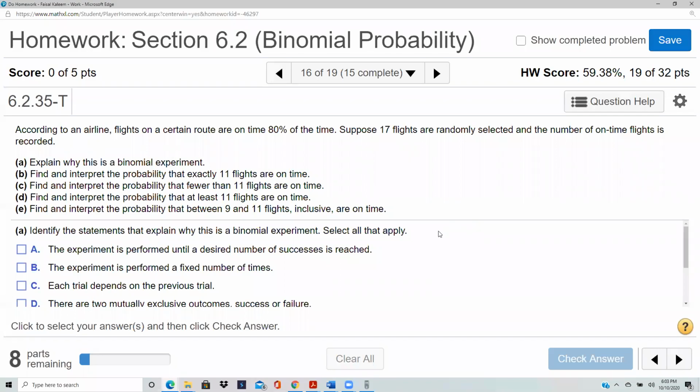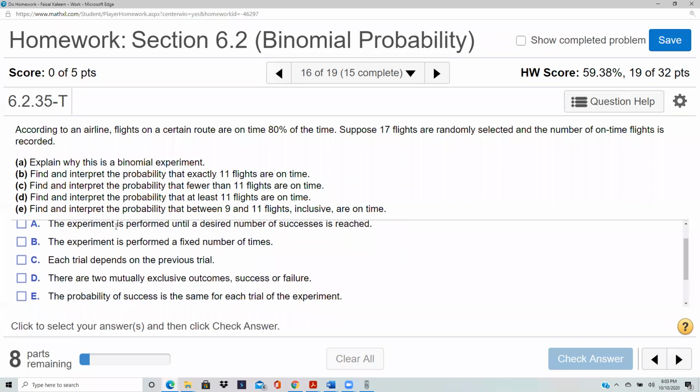According to an airline, flights on a certain route are on time 80% of the time. Suppose 17 flights are randomly selected and the number of on-time flights is recorded. Explain why this is a binomial experiment. Identify the statements that explain why this is binomial.